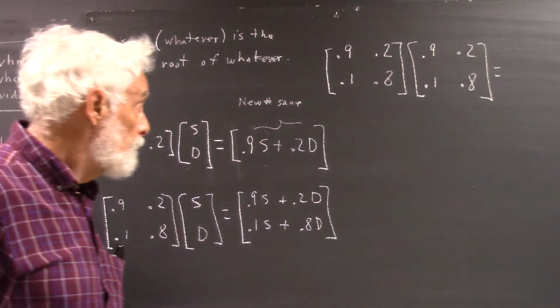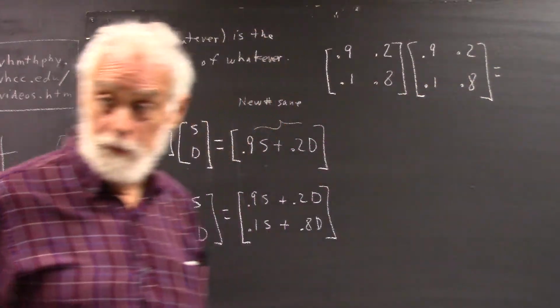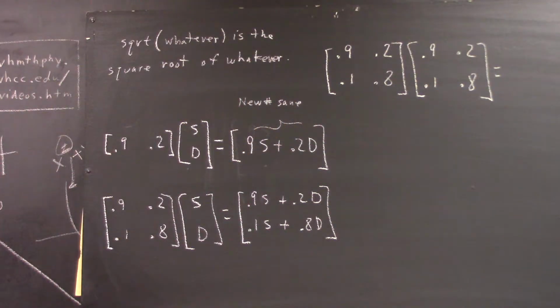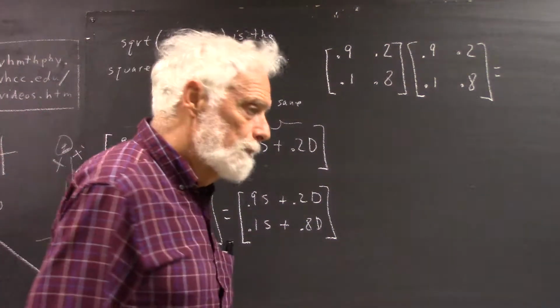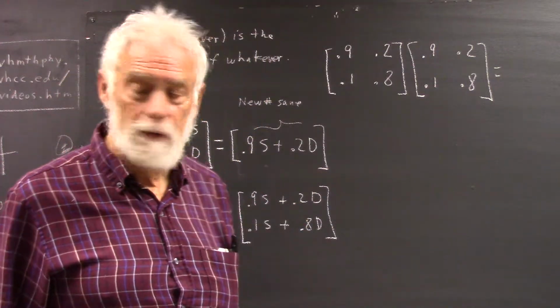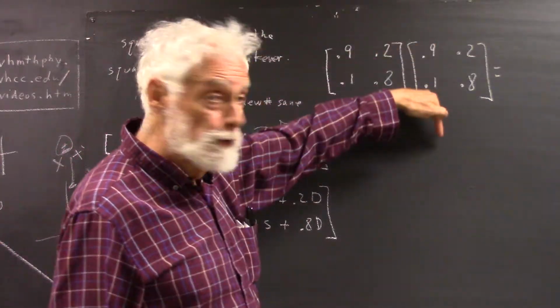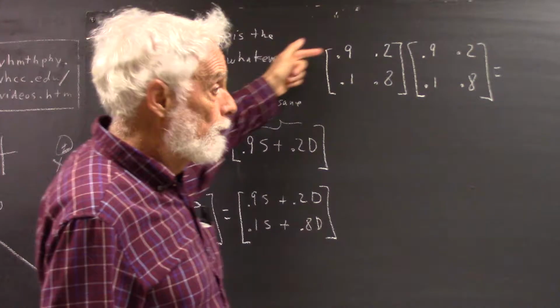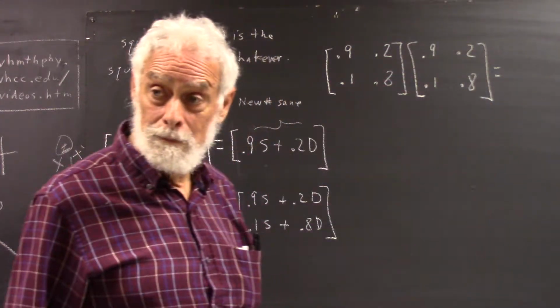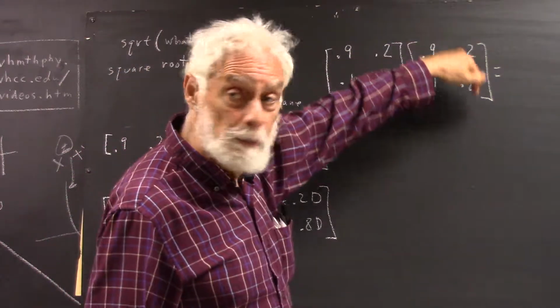Okay? So now, how do you think we're going to multiply this matrix by this matrix? Remember, we multiply rows by columns, right? So how many row times column products can we find out of this? Four? Yeah. First row times first column. First row times second column. Second row times first column. Second row times second column.